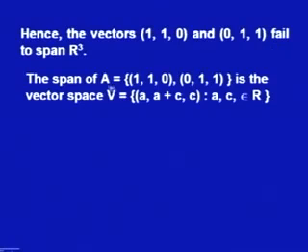However, the span of these two vectors, that is (1, 1, 0) and (0, 1, 1), is the vector space V of vectors (a, a plus c, c), where a and c belong to R. So this is a vector space, and this is the span of these two vectors, but the vector which we have considered will not fall in this vector space V.